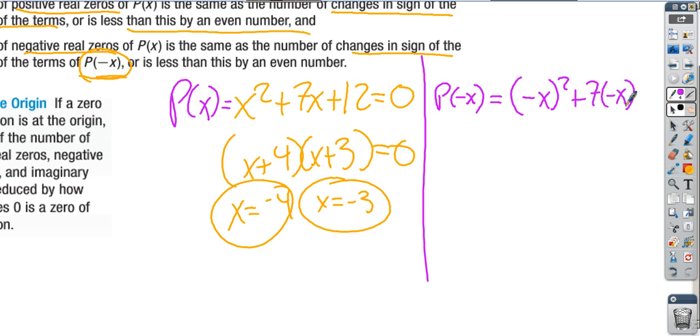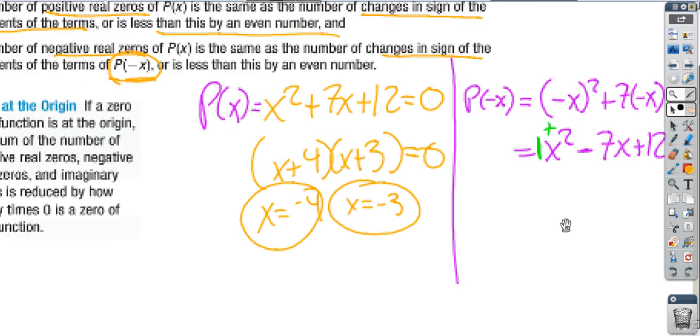So let's see how that works right here. If we plug in negative x, we're going to get this. We will get negative x squared, the whole thing squared would be x squared. 7 times negative x would be negative 7x. And then we have that plus 12. Okay, how many times does the sign change here? Well, this is going to be a positive right here because that's a positive 1.